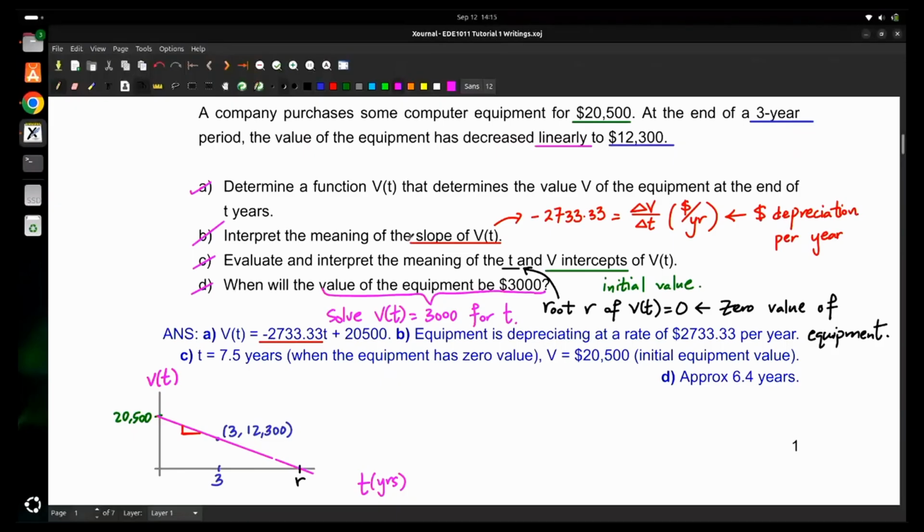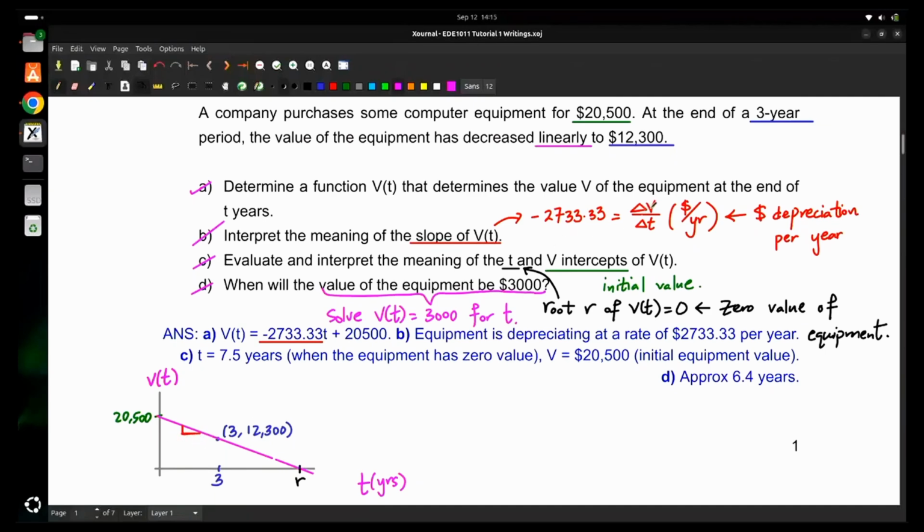Then in part B, we are supposed to interpret the meaning of the slope. The simplest way to interpret the meaning of a slope for any linear equation, or in fact for any function, is this. We know that the slope is this guy, mt plus c, so-called. So the slope, minus 2733.33, you got this from change of v over change of t. So it's always the change of the y variable, the dependent variable, over the change of the independent input variable.